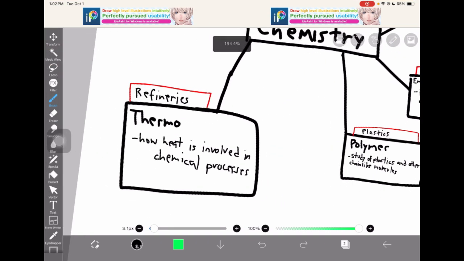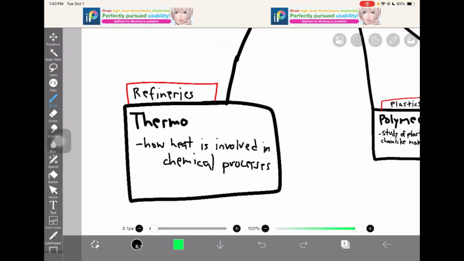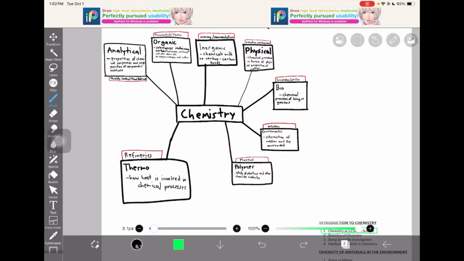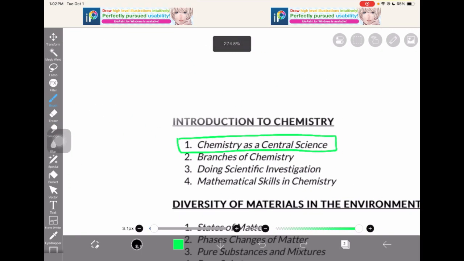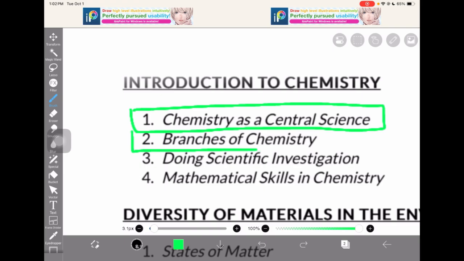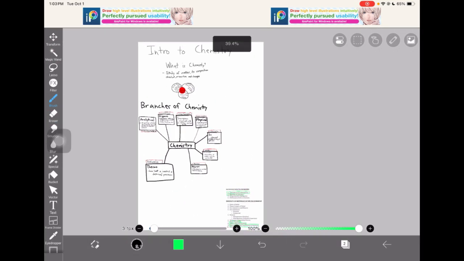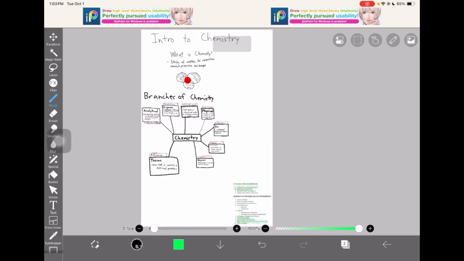And lastly, but not the least, is thermochemistry. It's concerned with how heat is involved in chemical processes. The best example here is our refineries. With all of that stated, these are the 8 branches of chemistry that we can take note of. There are probably a few more, but these are the ones that I know of, and that's basically it for branches of chemistry. We can take that off our list. All right, just give me a few minutes or so to set up for the next topic.